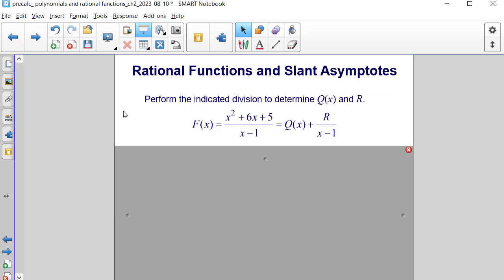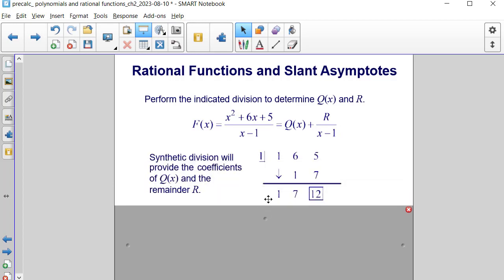We're going to begin by performing the indicated division, meaning we're going to do x squared plus 6x plus 5 divided by x minus 1 to get our quotient q of x plus the remainder over x minus 1. And we'll use synthetic division. If we use synthetic division, what we're dividing by is 1. We have coefficients of 1, 6, and 5 in our original numerator. We bring down the first 1.